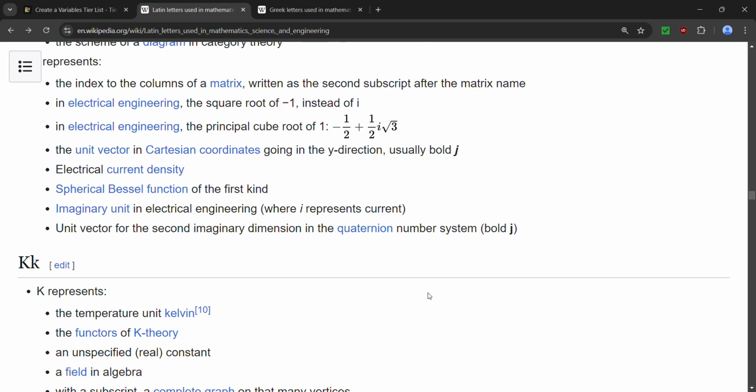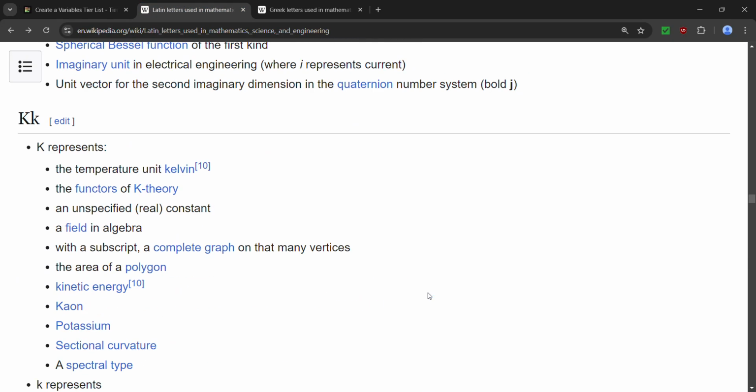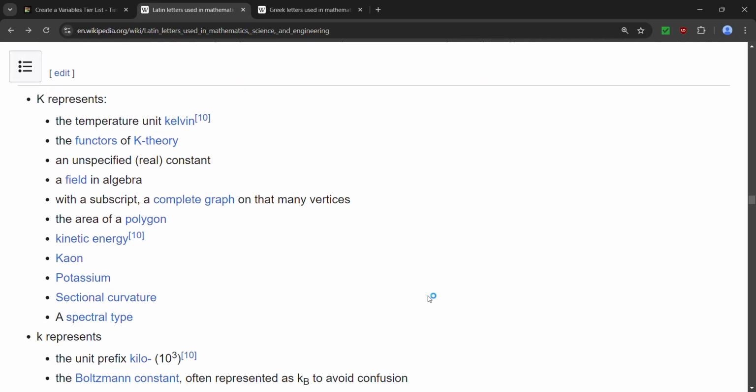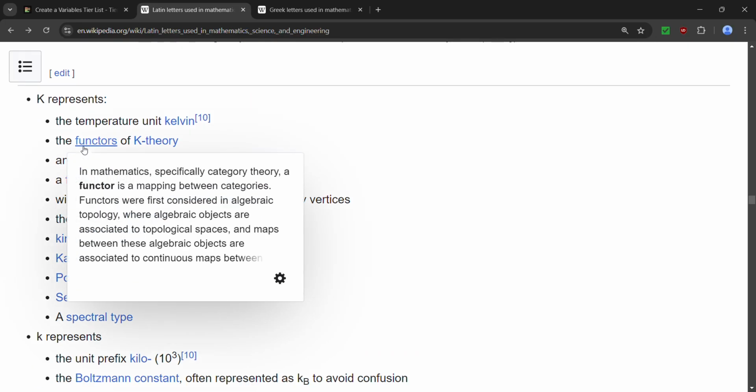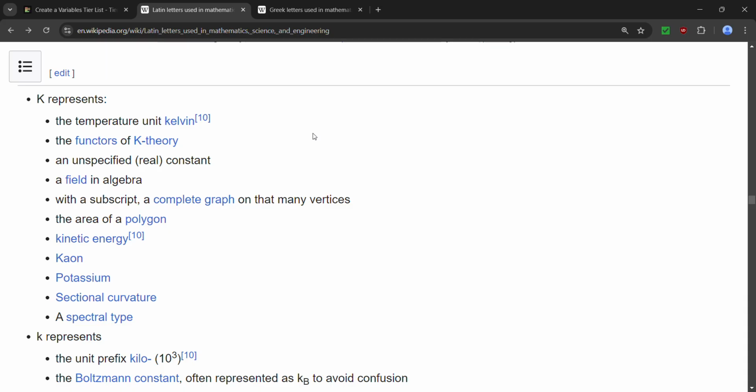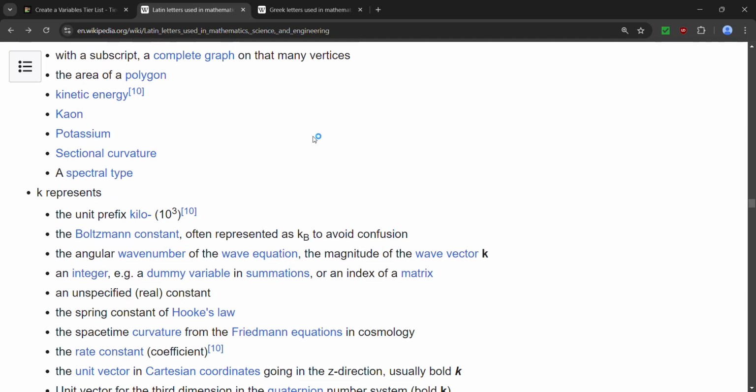Okay, K. Kelvin. Functors of K. What is a functor? Yeah, I get the point. Okay. Kinetic energy. Anything else? The Boltzmann constant? Yeah, I guess. Oh, yeah, yeah. The wave number, right? That's big.